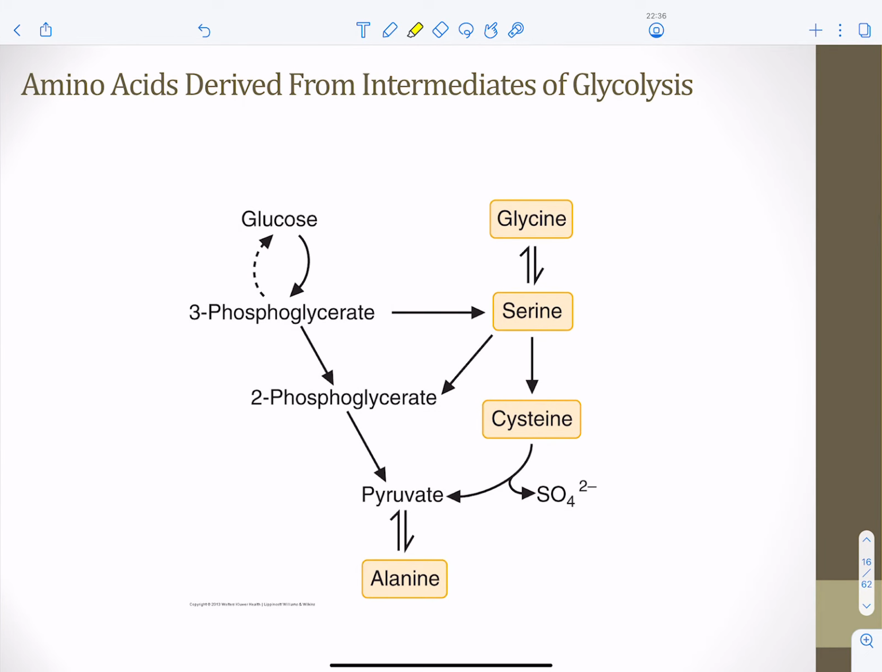Okay, let's first talk about our amino acids that are going to be derived from intermediates of glycolysis. If they're derived from glycolysis intermediates, when they get broken down, they're going to go back to pyruvate or glycolysis intermediates. So we basically have 4 total: glycine, serine, cysteine, and alanine. And alanine is pretty straightforward. You have pyridoxal phosphate. This is a transamination reaction, and of course vitamin B6 is required for this.